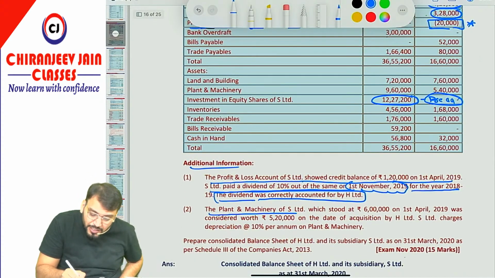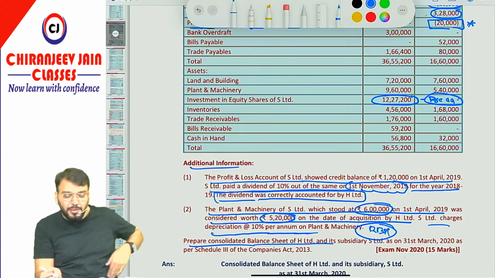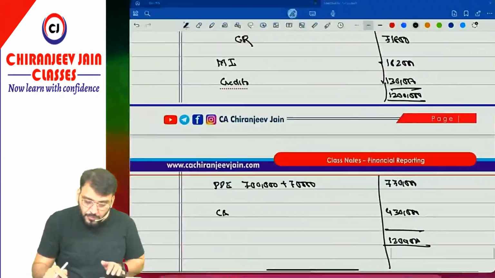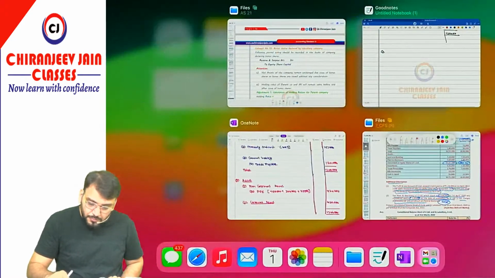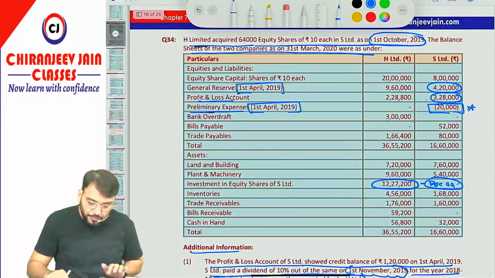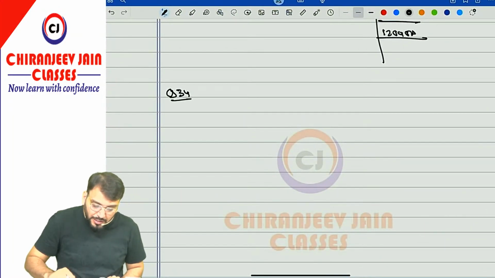The plant and machinery, which stood at rupees 6 lakh on 1st February 2019, book value 6 lakh, was considered worth rupees 5 lakh 20,000 on the date of acquisition by H Limited. So on the date of acquisition, the fair value is 5 lakh 20,000. Depreciation is 10% per annum; nothing is given, so always apply RBM. Prepare the consolidated balance sheet. Let us do it. So we are doing question number 34. You also do it with me, it will help you.